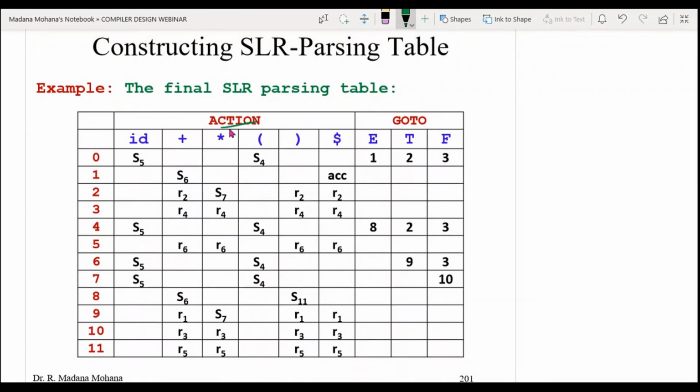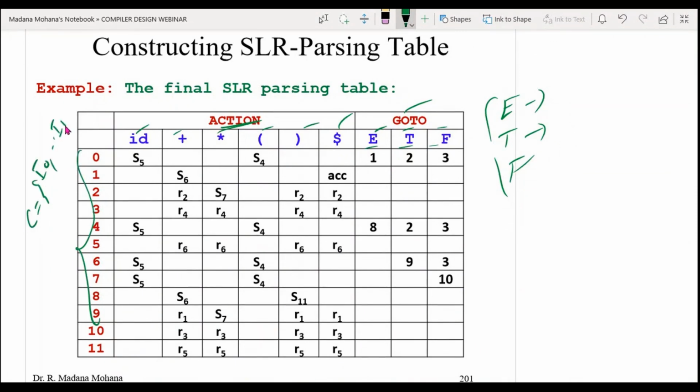We already mentioned the action part has only terminals, including dollar. The go to part has only variables in the original grammar, not the augmented grammar. Your original grammar contains E, contains T, contains F. Only three variables, so E, T, F. Now all the states: we assumed unique items I0 and so on to I11. The suffix values 0, 1, 2 and so on to 11 are the states here. These are all unique. Just now we calculated the action value 0 on id, and so on.